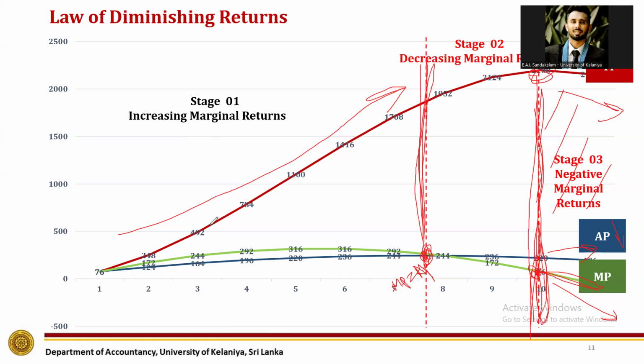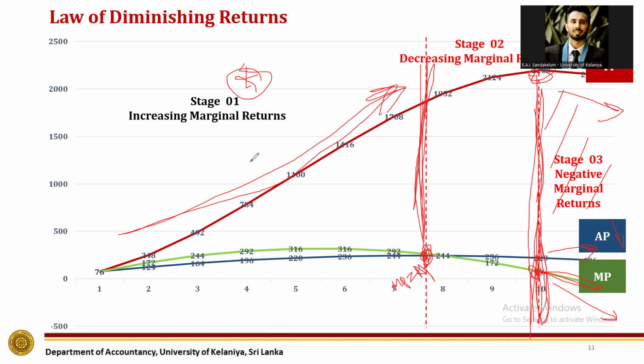Anyone? So MP equals AP. So this is stage 1. For stage 1, your total revenue is continuously increasing. So what happened? You can identify that because K is constant. So that means you have the ability to increase the productivity.